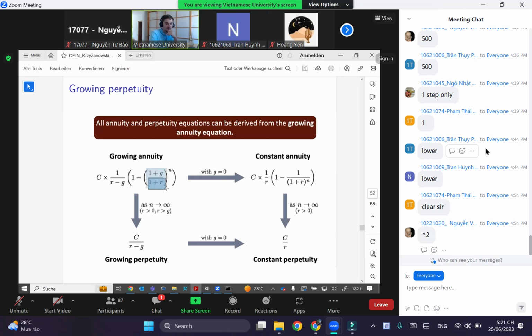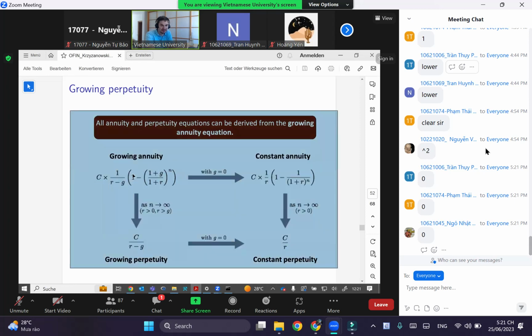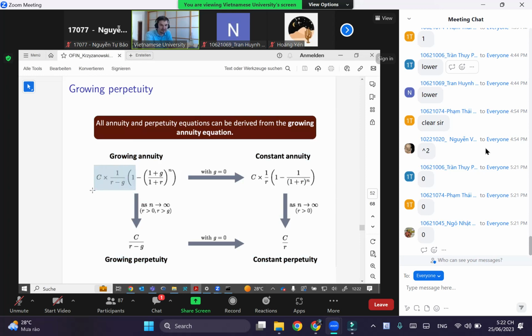If the numerator is smaller than the denominator, this whole term will be smaller than 1, right? Something smaller than 1 to the power of infinity will go to what? 0, exactly. So if n increases to infinity, with G being smaller than R, this whole term will disappear, right? As n goes to infinity, if this whole term disappears, what remains is 1, basically this.